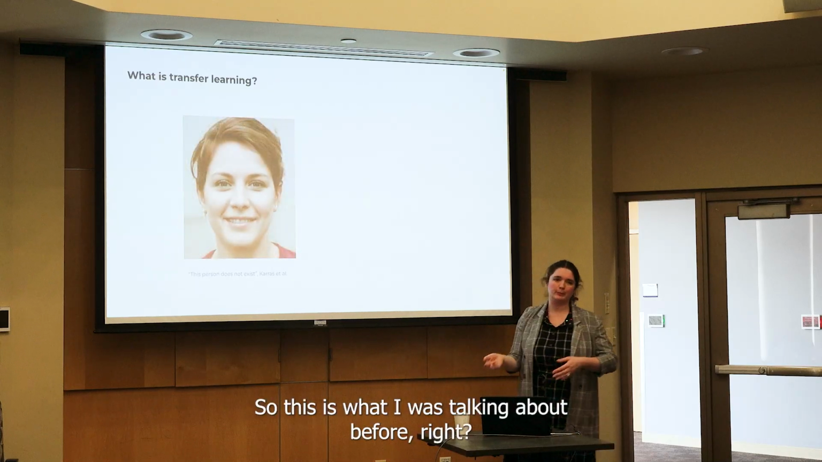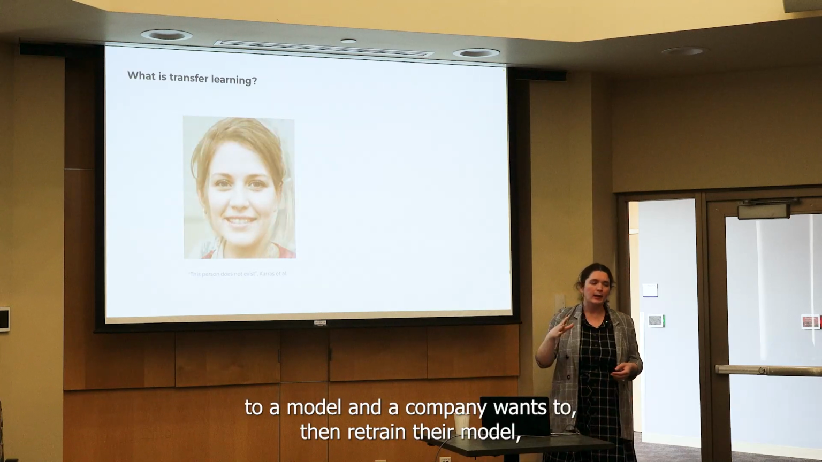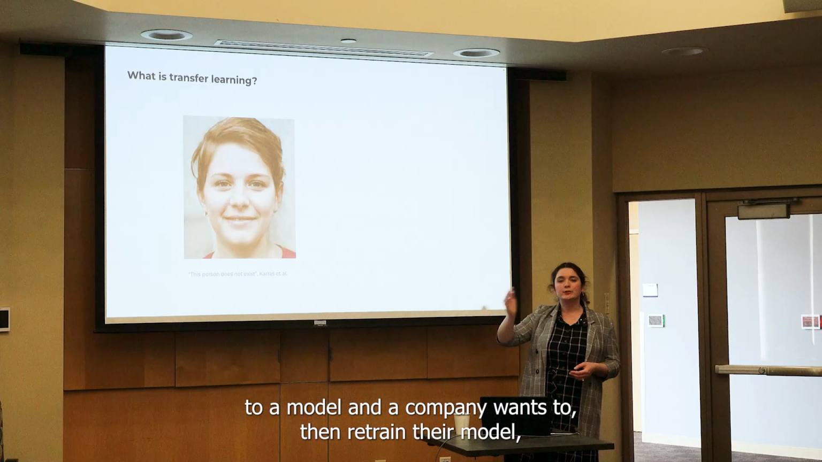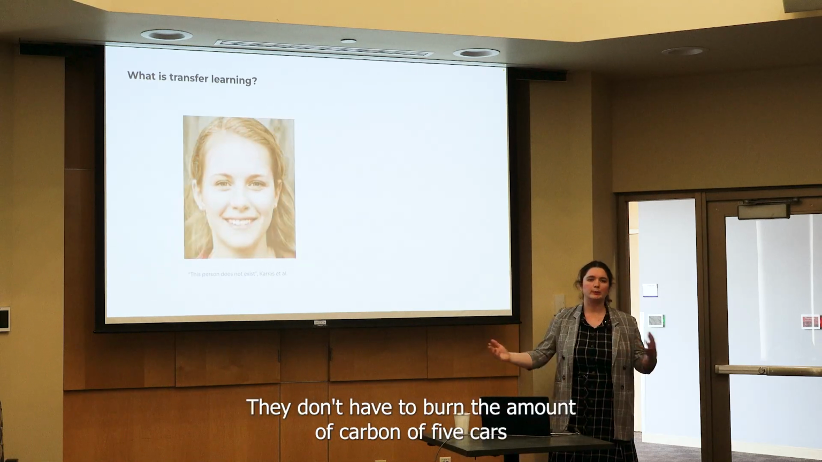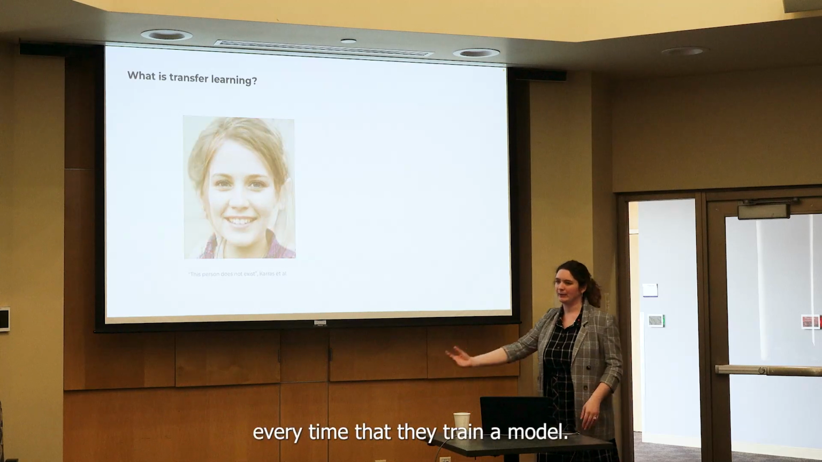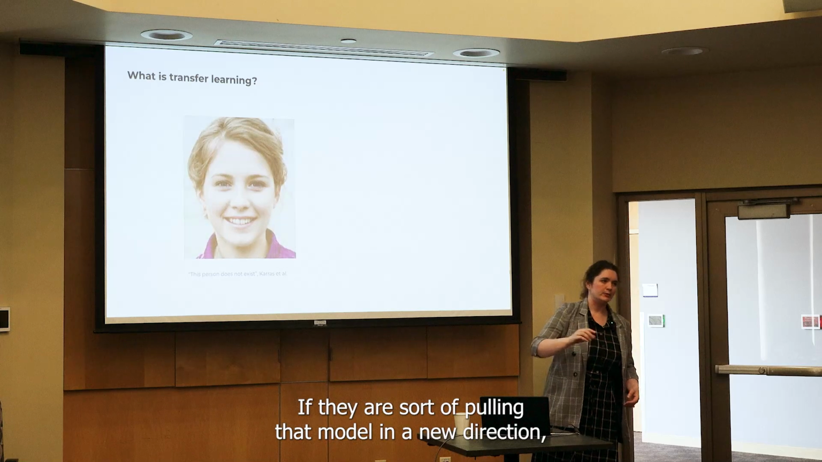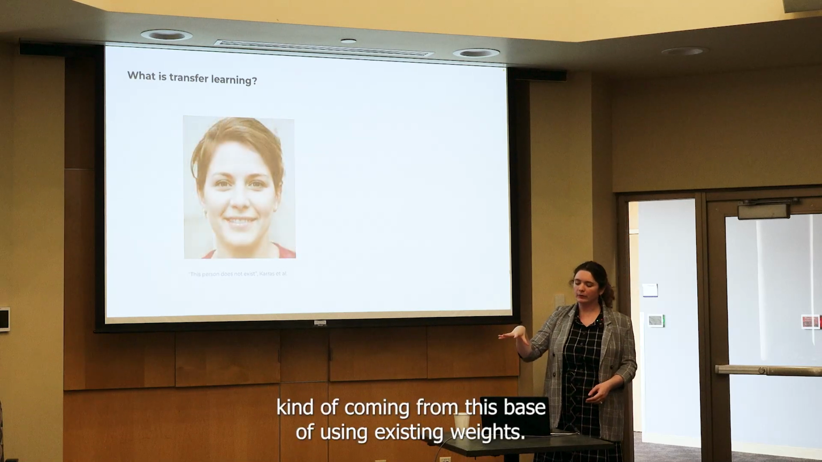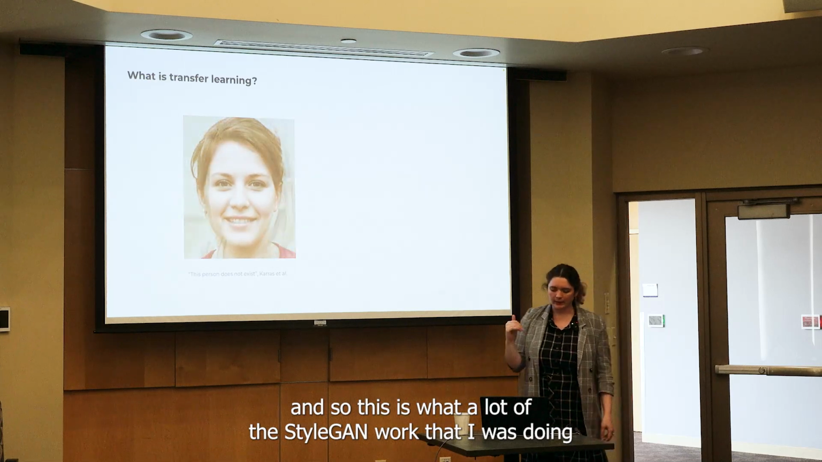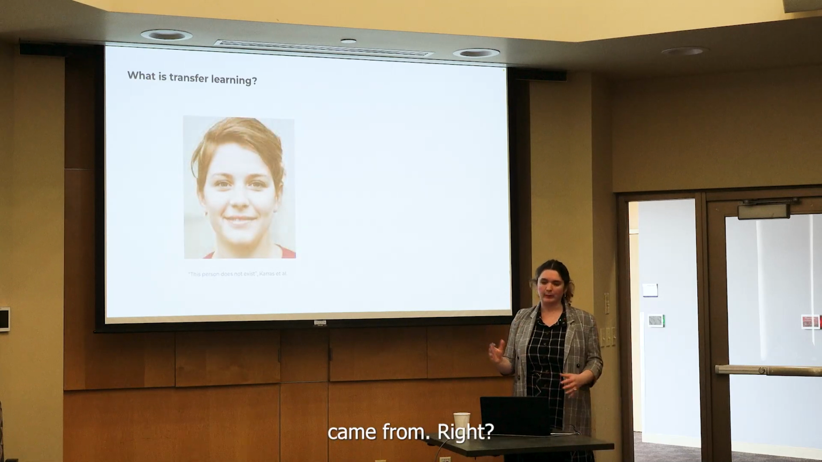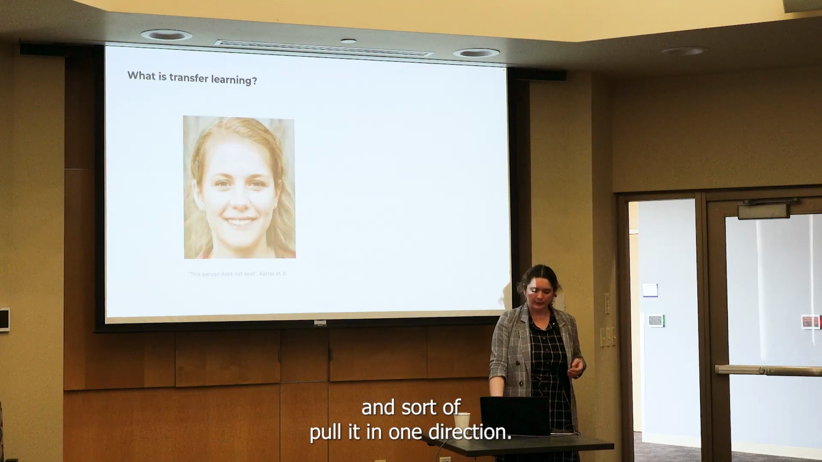So this is what I was talking about before, right? If you have this point of inference and you're giving feedback to a model and a company wants to then retrain their model, they don't have to start from scratch. They don't have to burn the amount of carbon of 5 cars every time that they train a model if they are pulling that model in a new direction, but coming from this base of using existing weights. And so this is what a lot of the StyleGAN work that I was doing came from, right? I would find a giant model that had already been trained and pull it in one direction.